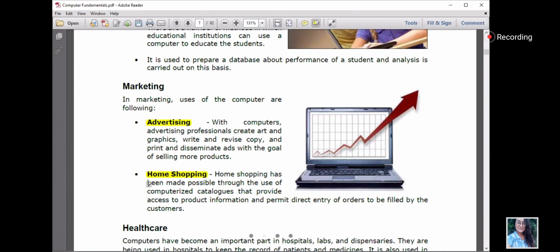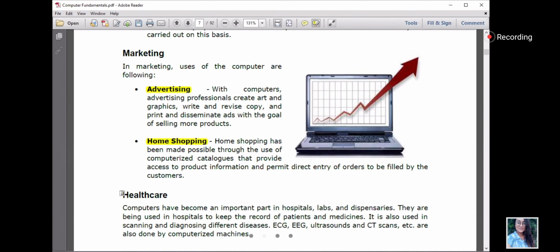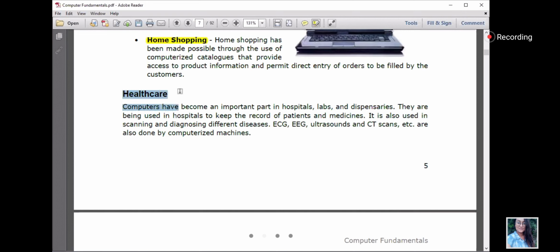Now next thing is home shopping. Home shopping basically is e-commerce. We're referring to e-commerce, so you are buying something from chaldal.com or shopno.com or any other Facebook pages. All these things are actually maintained using computers.